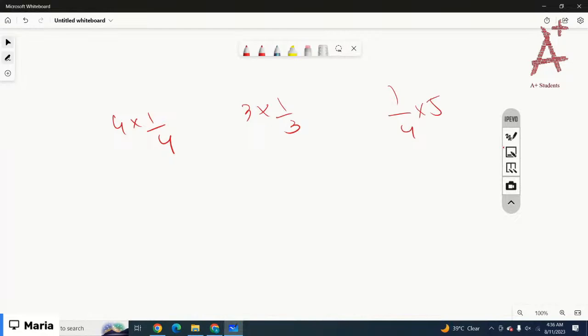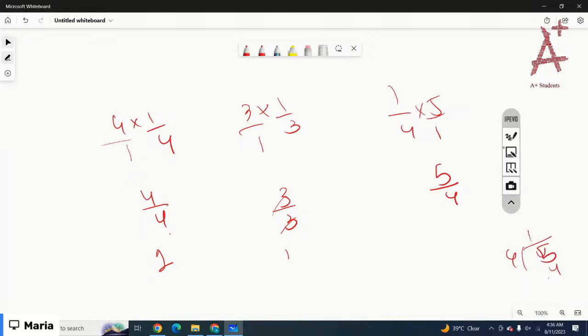Okay, let's start from here. 4 times 1 is 4, and 4 divided by 4 is 1, right? Just look at the second one. 3 times 1 is 3, and 3 divided by 3 is 1. Okay, let's look at this one. 5 times 1 is 5, over 4.